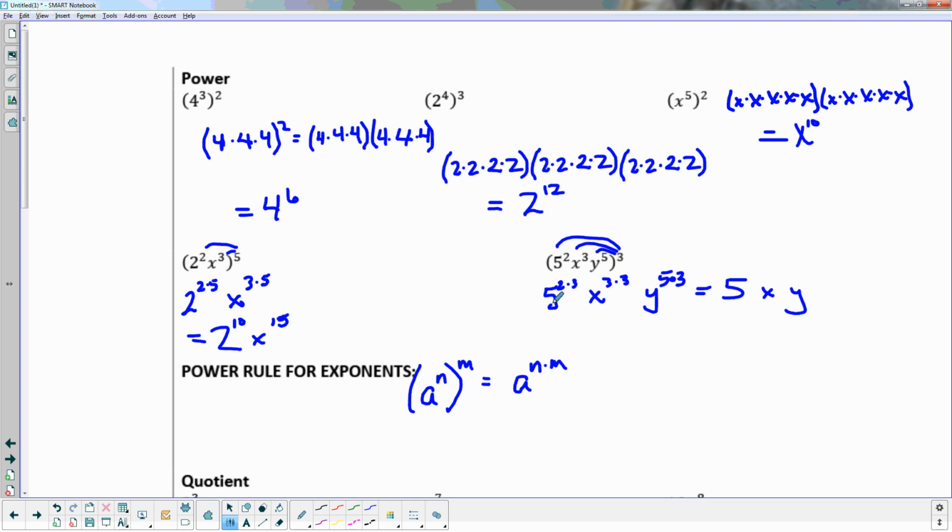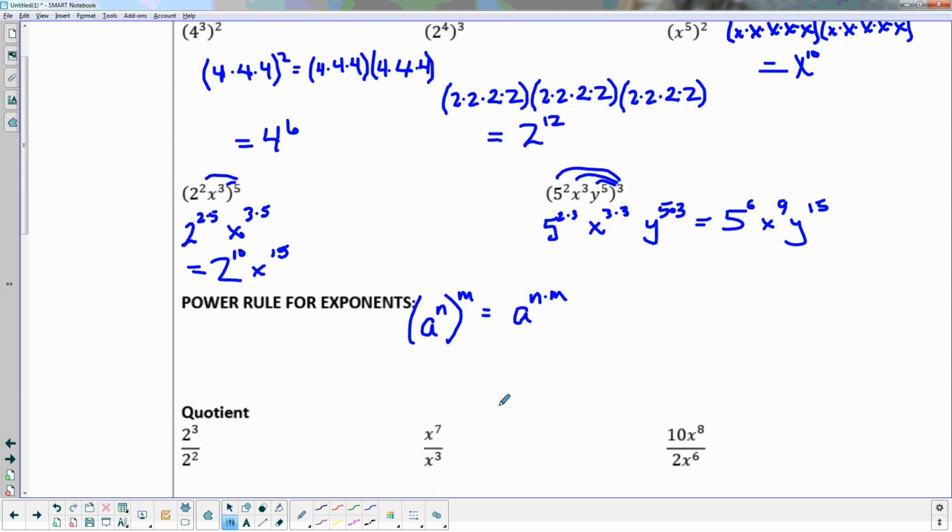Okay. The next one, I have 5 to the 2 times 3, which is 6. x to the 3 times 3, which is 9. And y to the 5 times 3, which is 15. Okay, so those rules work out for us, and we are good to go.